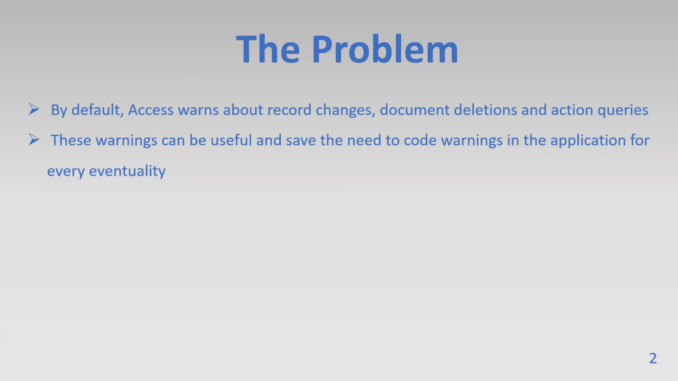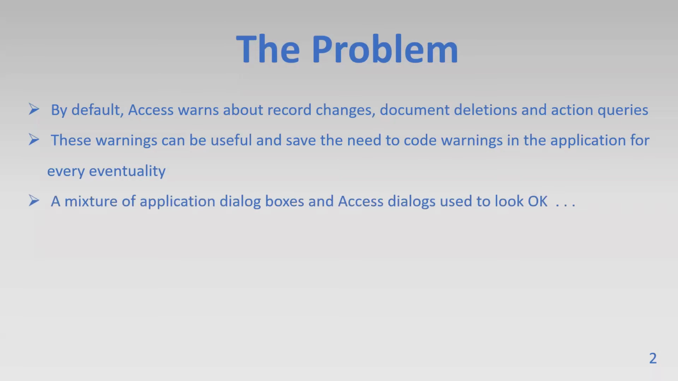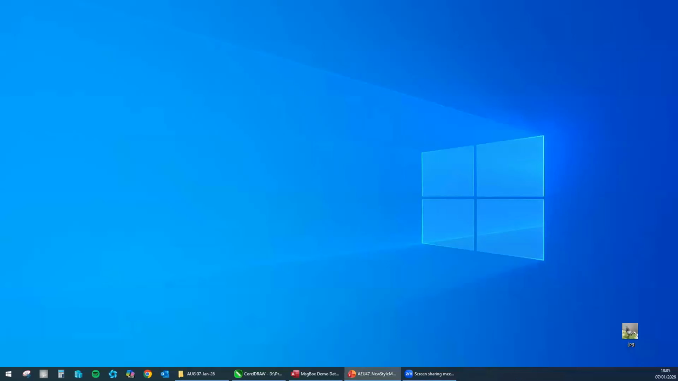So then what happens is that if I put up my own dialog boxes and Access dialog boxes, they used to look okay because they both use VBA message box. And then in the spring, all of a sudden, they no longer look okay. You've got this incongruous UI where it changes. So what I'll do is I'll just quickly demonstrate that with a very contrived example that I've put in here.